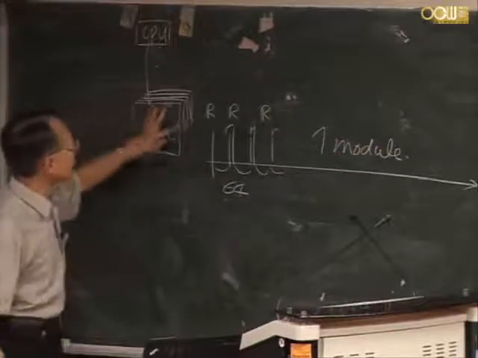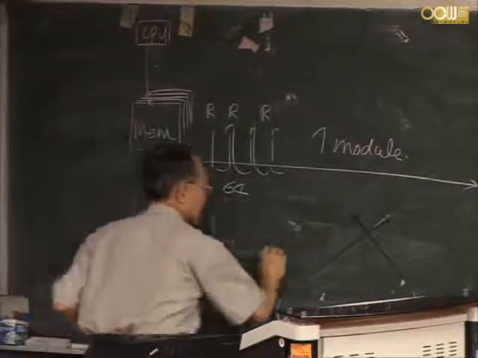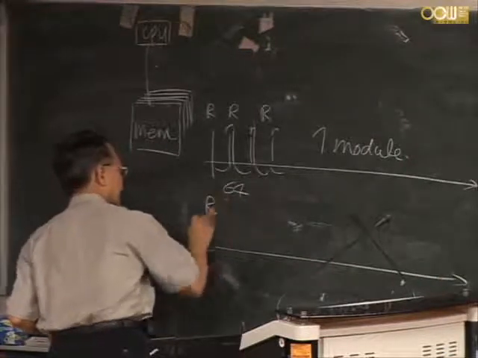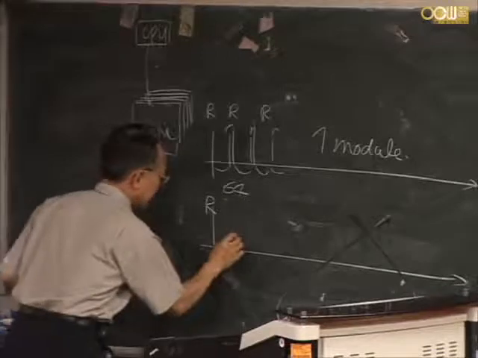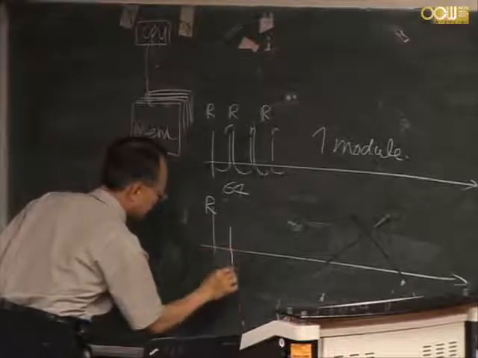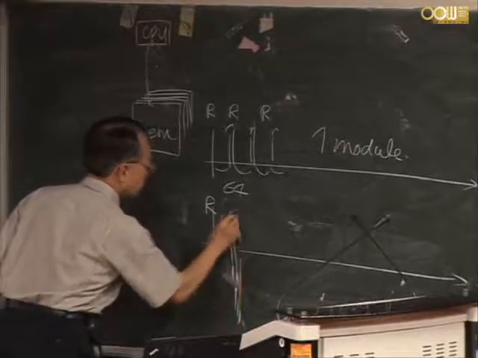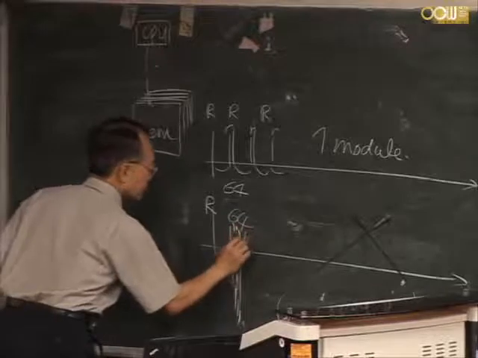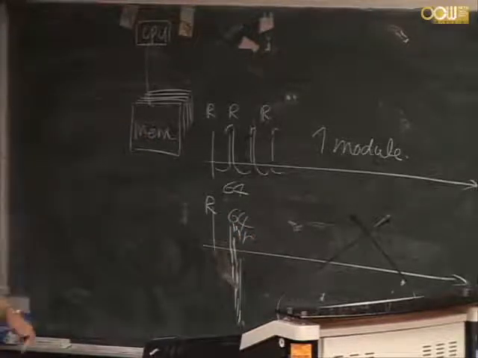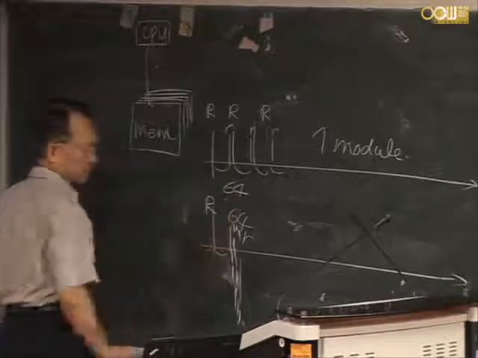However, if I interleave the memory into 64 modules, what happens becomes this. I request, and then all 64 responses come in at the same time after the same memory latency.